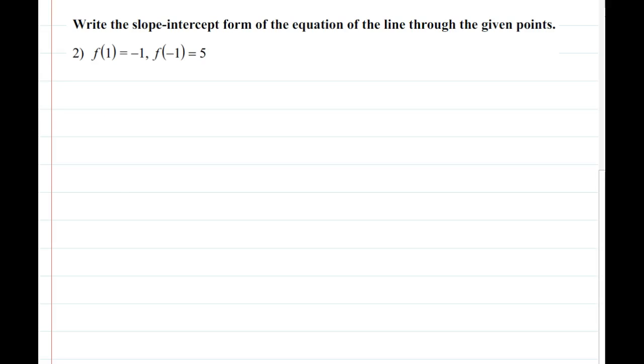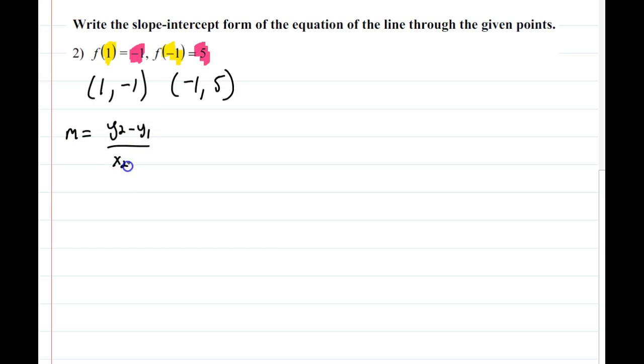Alright, so we're going to write an equation in slope-intercept form. First thing you just need to recognize is that we have an input with an output, and since I have two of these, I'm going to be able to find my slope. So I have my input of 1, output negative 1, input of negative 1, output of 5. And so now I just use my slope formula, y2 minus y1 over x2 minus x1.